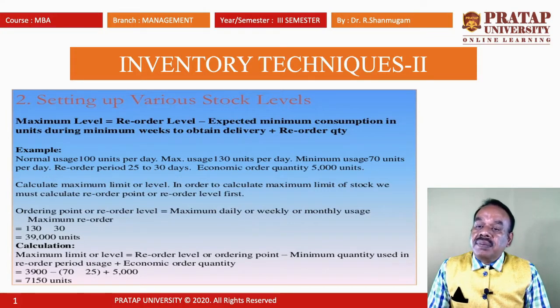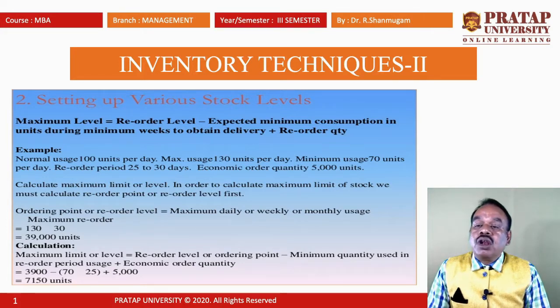The maximum level equals the reorder level. So in an organization, when they are going for a maximum level of stock, they can apply the formula: reorder level minus expected minimum consumption in units during minimum week to obtain delivery, plus reorder quantity.